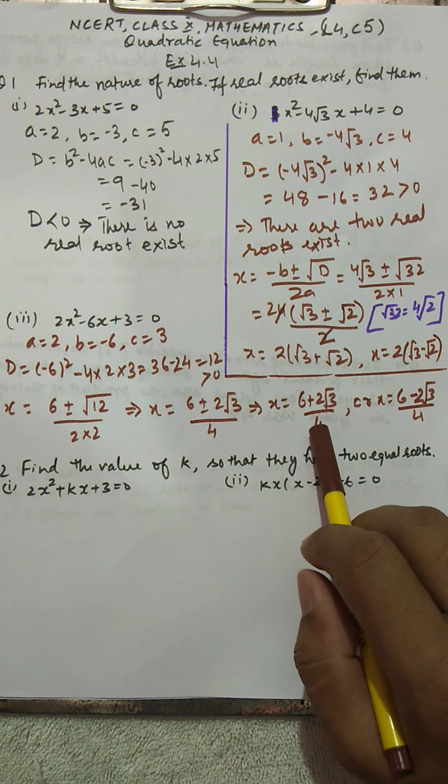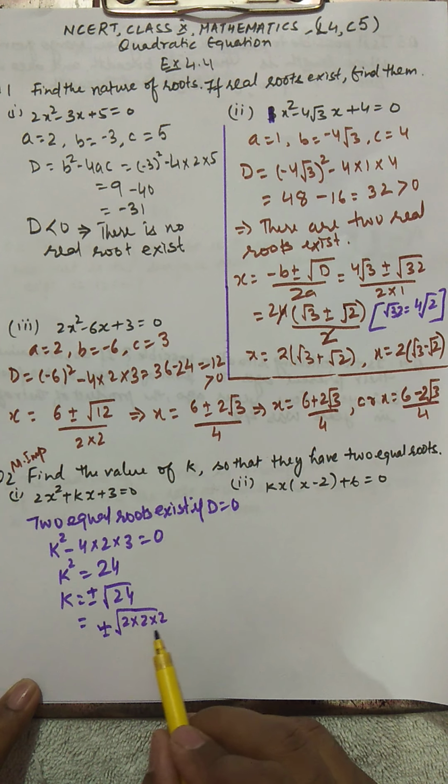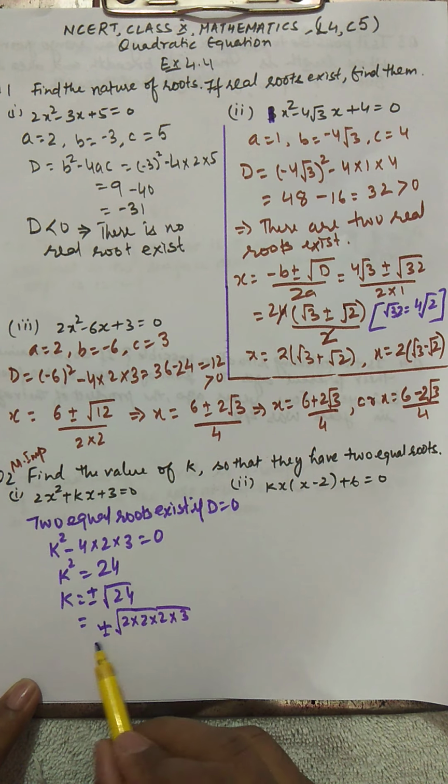Now k can be written as root 24. Those who are writing k equal to root 24 are making a mistake, because you know that whenever you have this quadratic equation, it will have two roots, so plus minus root 24. You can write 24 as 2 into 2 into 2 into 3, so this way you can take 2 out, and this is root 6. So k's values, not value, k's values are plus minus 2 root 6.